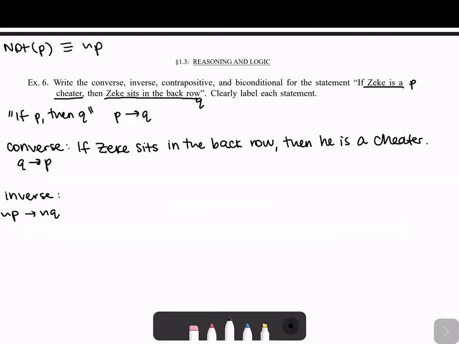So this inverse, instead of switching the positions of P and Q like the converse, we negate them. And so this one says that if Zeke is not a cheater, then he does not sit in the back row.